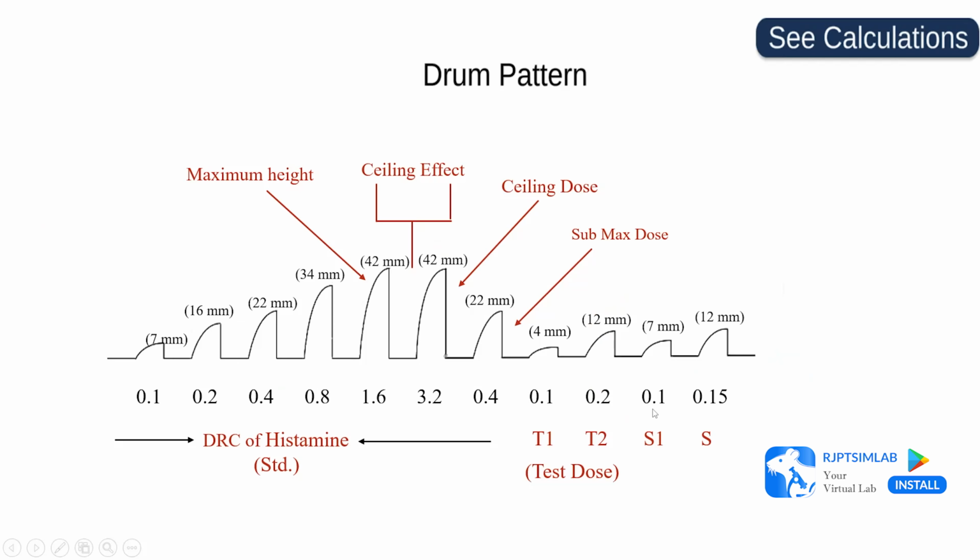As we can see, this is the 0.1 ml concentration of the histamine solution, and this is the 0.2 ml concentration of the test drug solution of the histamine. This is the T1 test 1 solution test dose. It is also of histamine, and T2 is also of histamine, but 0.2 ml. We have recorded the height and we have written it over here. The first one shows the 4 millimeter, and the second shows the 12 millimeter height.